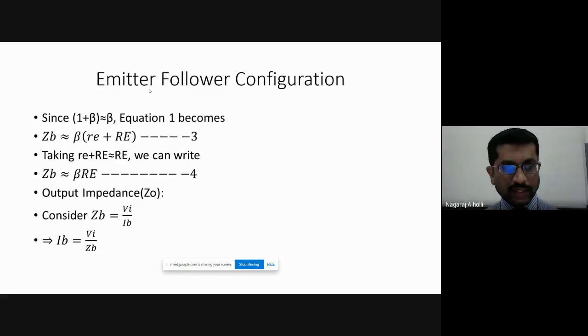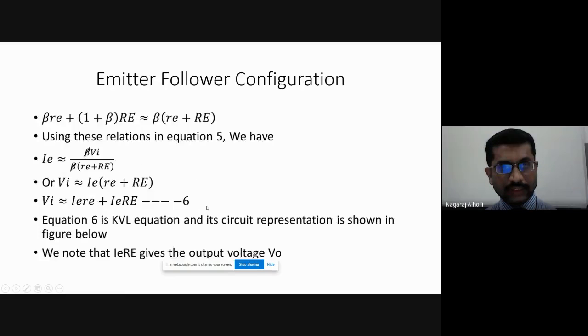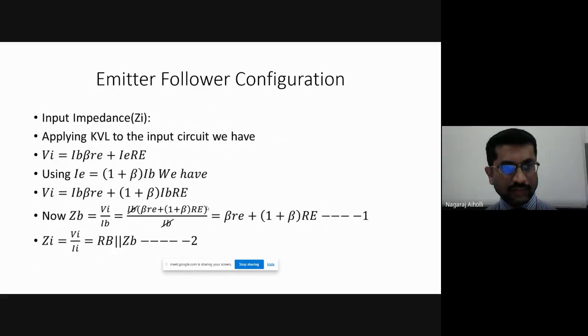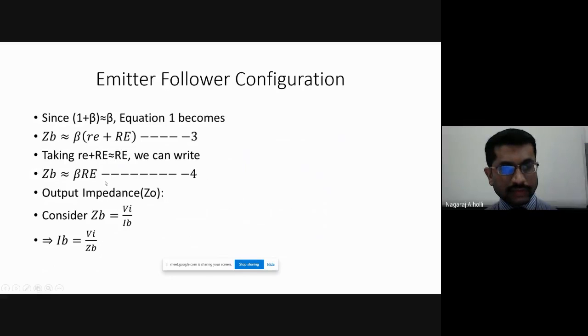If you want to find the output impedance, then we have to express the circuit in the form of a KVL. We have to express the input voltage and output voltage in the form of a KVL so that we can get the equation for the output impedance, the gain equation and the current equation. For that, Zb, whatever we have found, we have to express Zb as Vi by Ib.